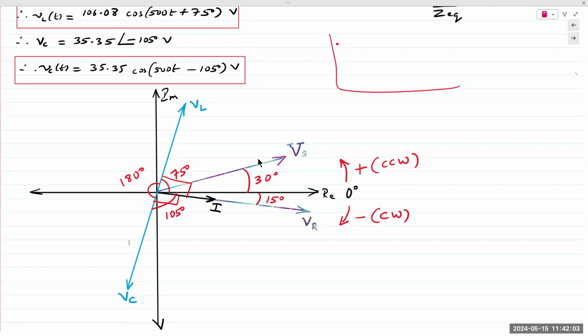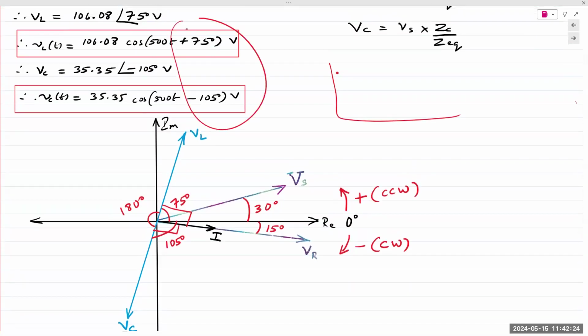Capacitor voltage VC is 90 degrees behind that same current, -105. -105 and -15 are exactly 90 degrees apart. Let's take a pause while you note that down. Does that make sense, everyone?